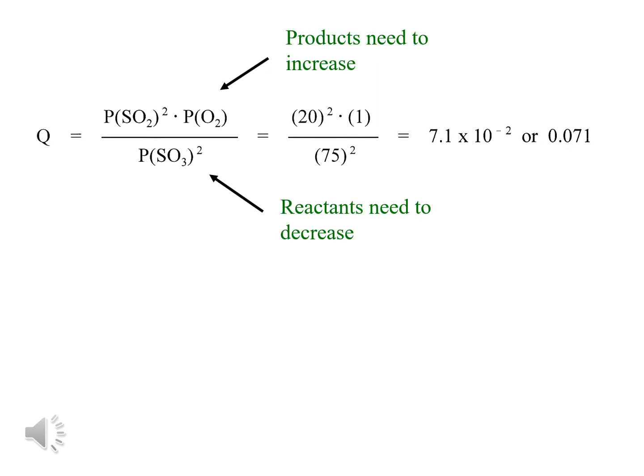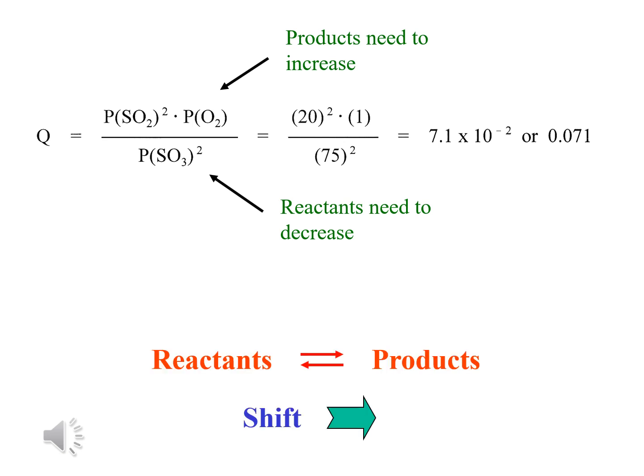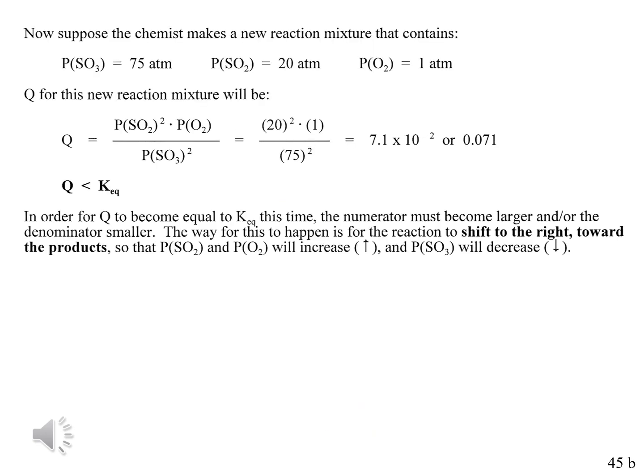And so this time, you're going to have to make the products on the top increase to make the fraction larger, and the reactants on the bottom decrease. And that is what's called, in chemistry, shifting to the right. You're taking some of the reactants so that they go down and converting them to products so that the products go up, and it stops when the reaction reaches equilibrium. So whenever Q is less than KEQ, you shift to the right.